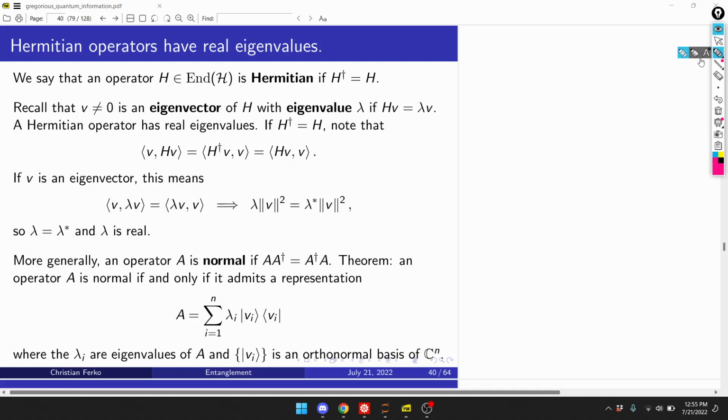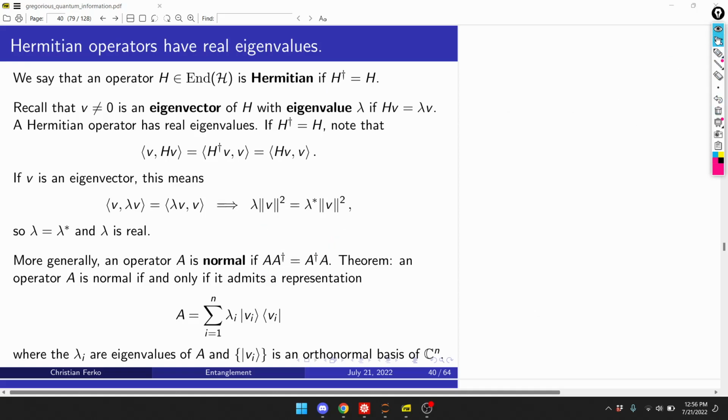There's a weaker notion, weaker than Hermitian, called normal. An operator is normal if it commutes with its adjoint. That means A times A dagger is A dagger times A. Clearly, a Hermitian operator is normal because in that case, both sides of this equation are just A squared. If A equals A dagger, then both sides are A squared. All Hermitian operators are normal, but not all normal operators are Hermitian.